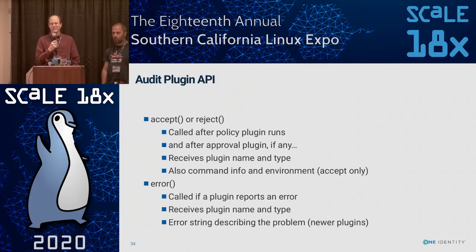The functions all receive the plugin name and the plugin type, so they can log what caused the acceptance or rejection or the error. And also the command info, so what commands were being run, and the environment, although the environment's only available for the accept plugin, because for reject, it wouldn't have created an environment to run the command in. And then the error function is only called if a plugin or Sudo itself reports an error. And that also gets the plugin name and the plugin type and that error string that I talked about earlier.